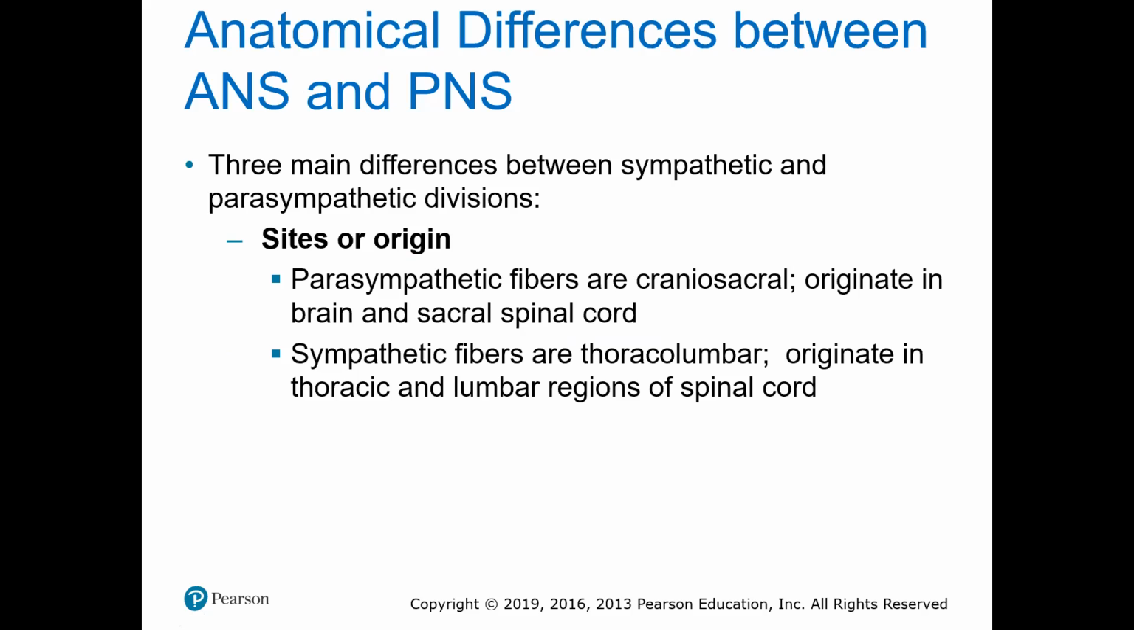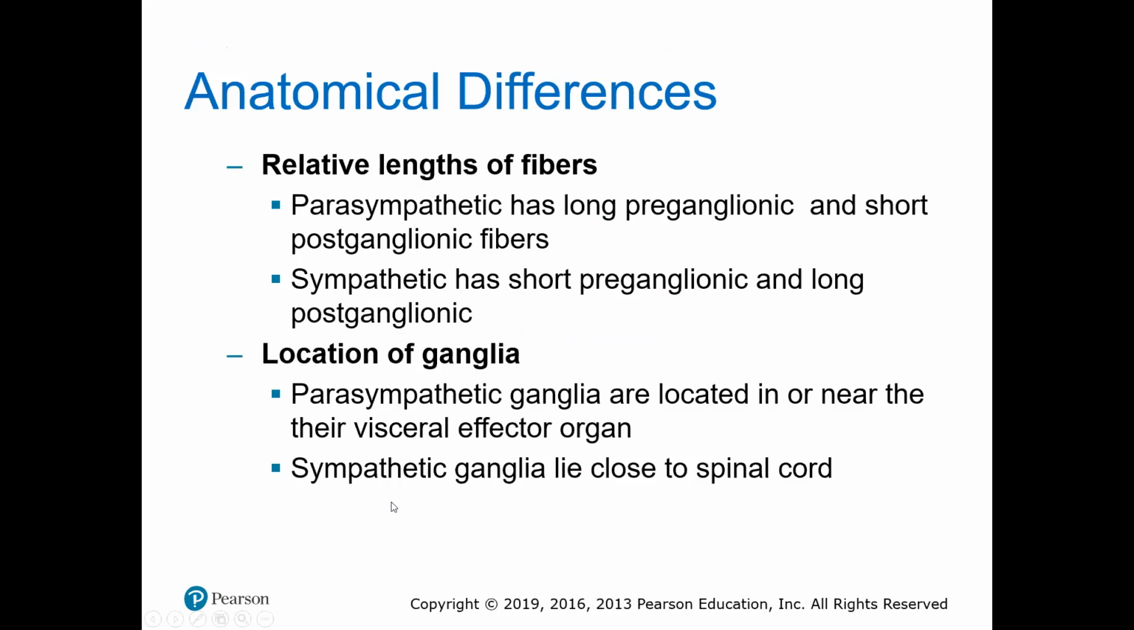Sympathetic in the middle. The second difference is the length of their neurons. The parasympathetic side has very long preganglionic neurons and very short postganglionic neurons. The sympathetic is just the opposite. The sympathetic has very short preganglionic neurons and very long postganglionic neurons.